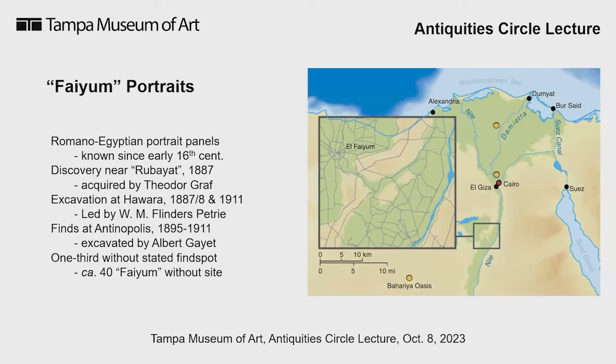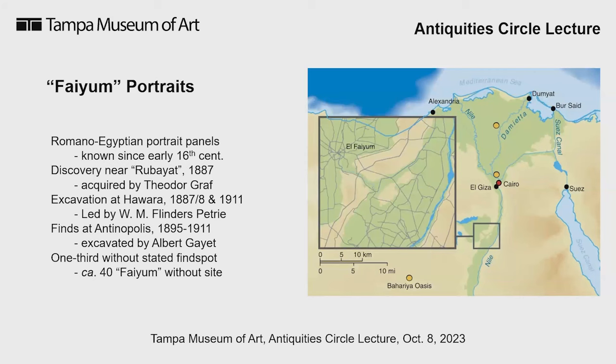One has for very long been called Rubaiyat, but if you go to the very first publication, they say it was near Rubaiyat and they walked for an hour and a half to get to the cemetery where they found them. So we don't know what the name of the cemetery is, we just say it's near Rubaiyat. How they were acquired, I'll get to in a bit, but they are associated with a dealer called Theodor Graaf.